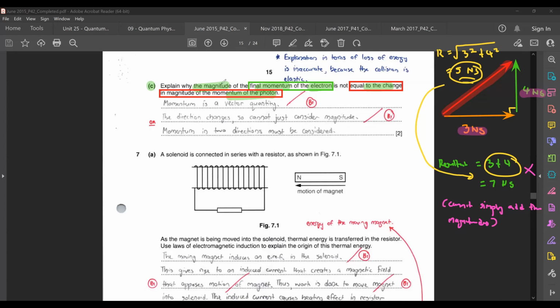So it's a similar thing right now with this question. Why is it that the final momentum of your electron is not equal to the change in magnitude of the momentum of your photon? It is simply due to the fact that momentum is a vector quantity in the first place. You have direction changes here to consider. You cannot just consider the magnitude. You would eventually need to consider the momentum in two directions, x and y. But these first two statements alone are already enough. You must first identify that momentum is a vector. You have to consider direction also, not just the magnitude. Okay, so that one is for this particular question.